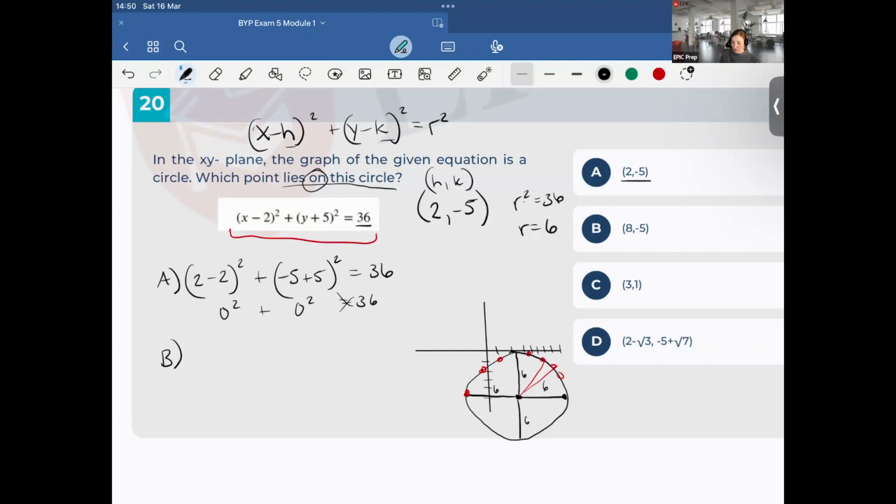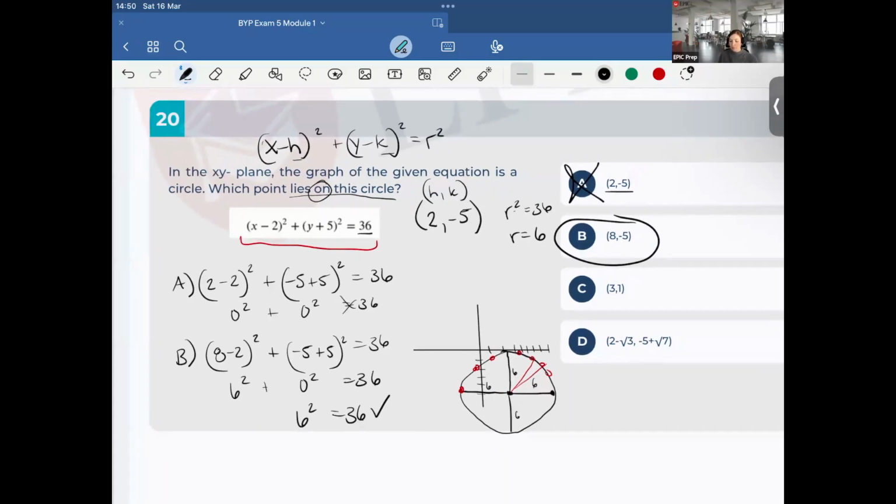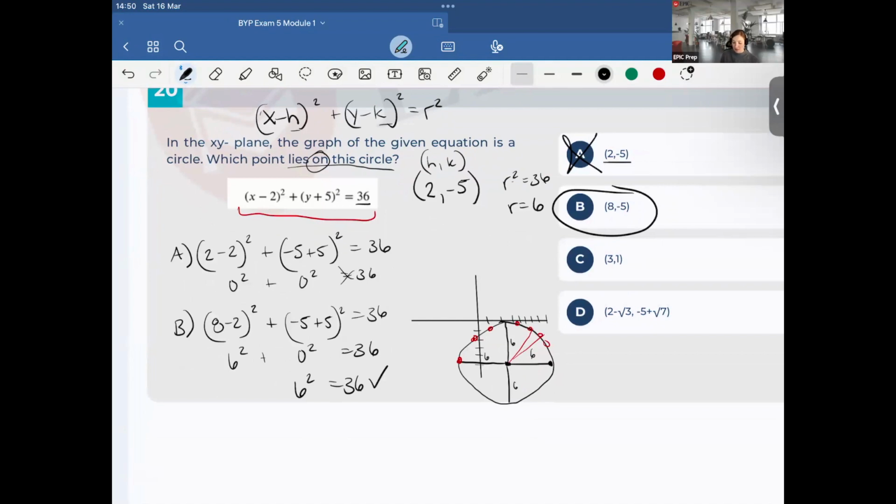Let's look at option B. 8 minus 2 squared plus -5 plus 5 squared equals 36. This would be 6 squared plus 0 squared equals 36. That seems to make sense, and that one checks. And I can stop there because I already have my answer. For learning purposes, I'll show the other ones. C, for example, 3 minus 2 squared plus 1 plus 5 squared equals 36. No, this is 1, 6 squared.